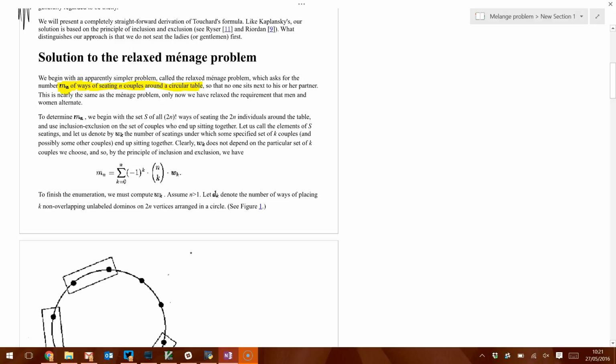What do they say? There are 2n factorial ways of seating the individuals around the table. So there are 2n people, n couples, 2n factorial permutations. That's straightforward. And use inclusion-exclusion on the set of couples who end up sitting together. Now this is where I start to get worried because I don't understand this very well.